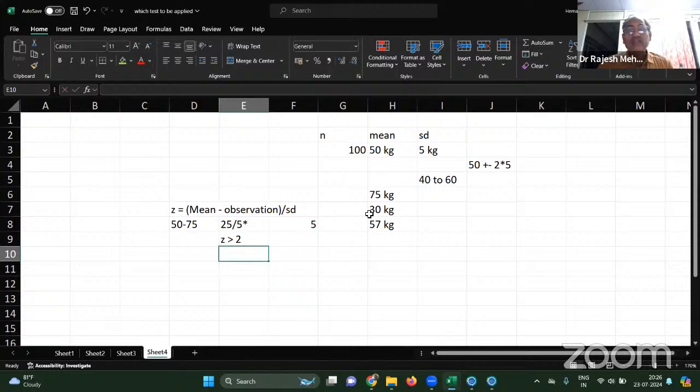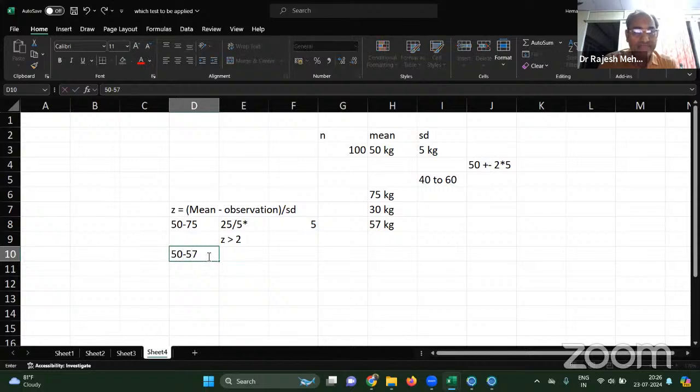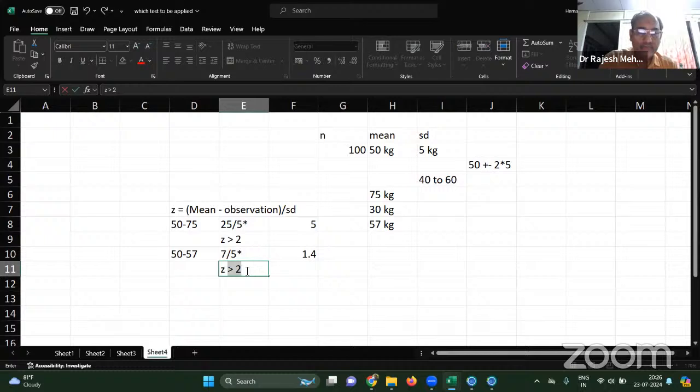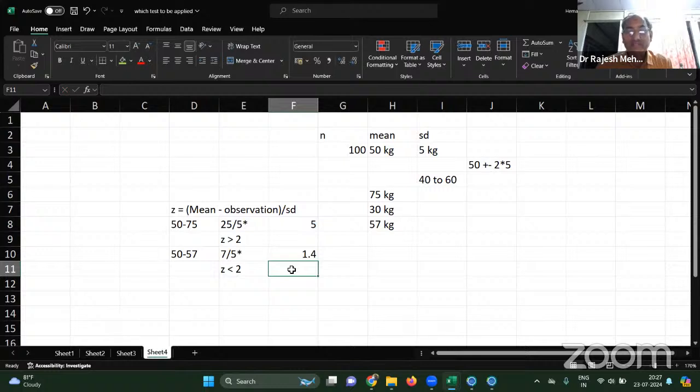And if you take this 57, then 50 minus 57 will be 7, divided by 5. 7 divided by 5, so the answer will be 1.4. So Z is less than 2. So the probability that it belongs to the group is more than 5%. So we say that we accept the null hypothesis, there is no significant difference if a person has 57 kg weight. So here you use one kind of Z.